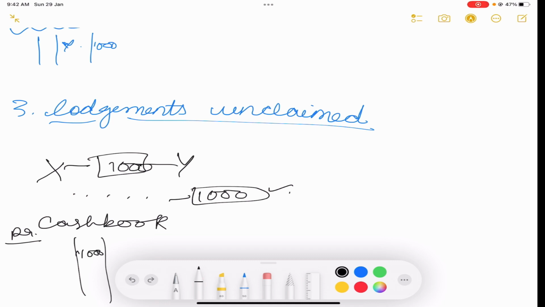So I have lodged the check, but they haven't claimed it yet, right? That is something known as lodgements unclaimed. This is again not my error, not my fault, right? I have given the check to the bank. It is the bank's error that the bank did not yet credit it to my account. So that is known as lodgements unclaimed. Take a moment and revise the entire thing.